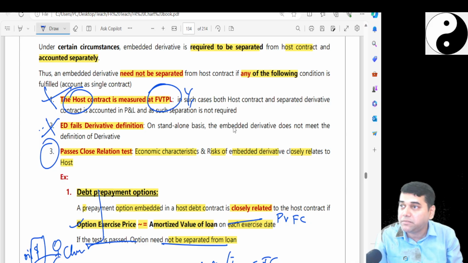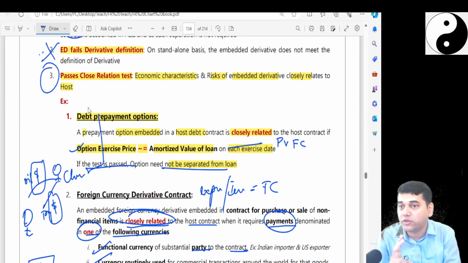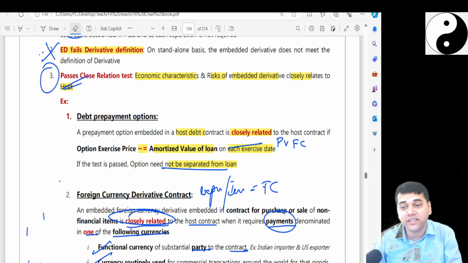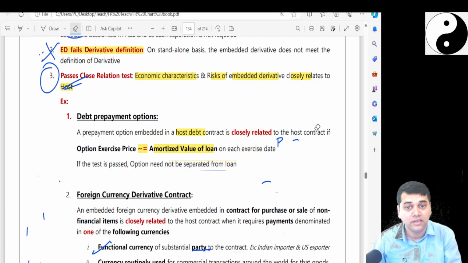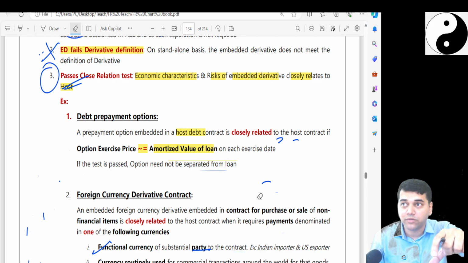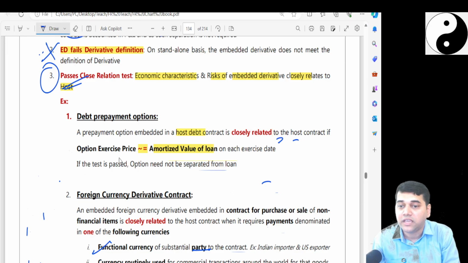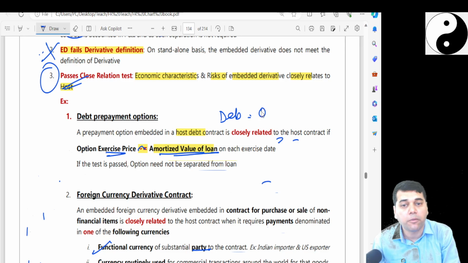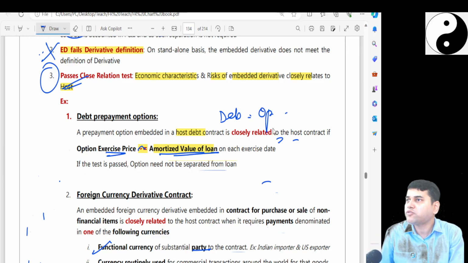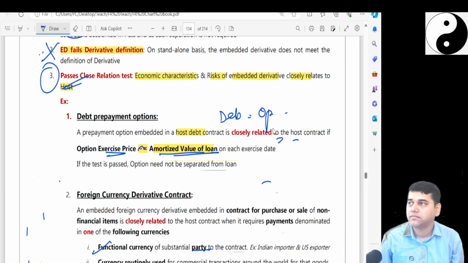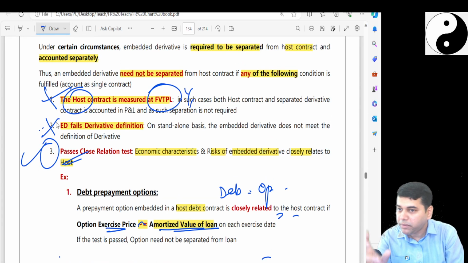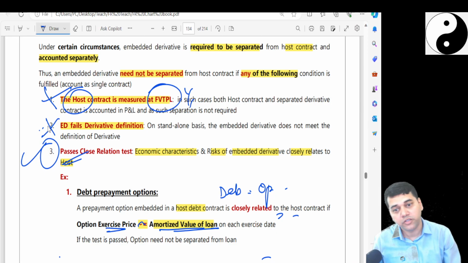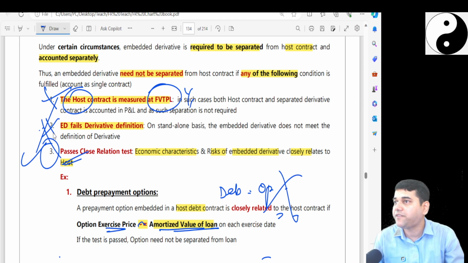So, in the study material, they explained two types of transaction for doing the third test. First is on debt repayment. If you have a repayment option in a debt, is that option to repay a derivative? Is it matching the host contract? If it is closely related, the option exercise price is related to the amortization, then debt and your option are closely related. If it's closely related, why would you want to separate? That means this has passed. The moment one of the things passes, you need not split. But if all 3 things fail, you have to separate.